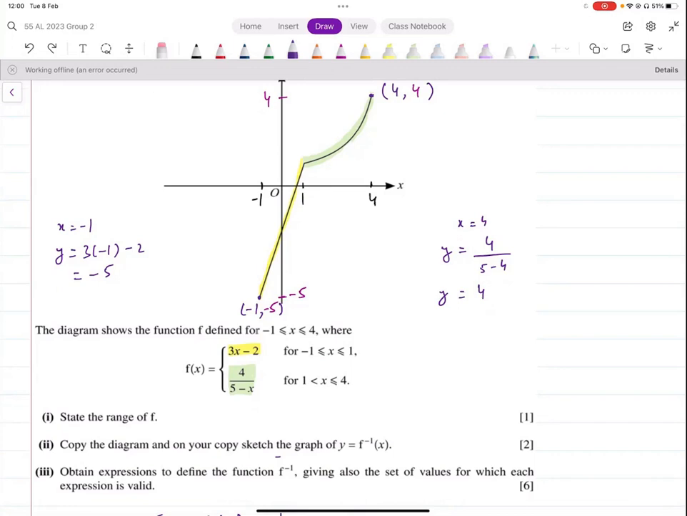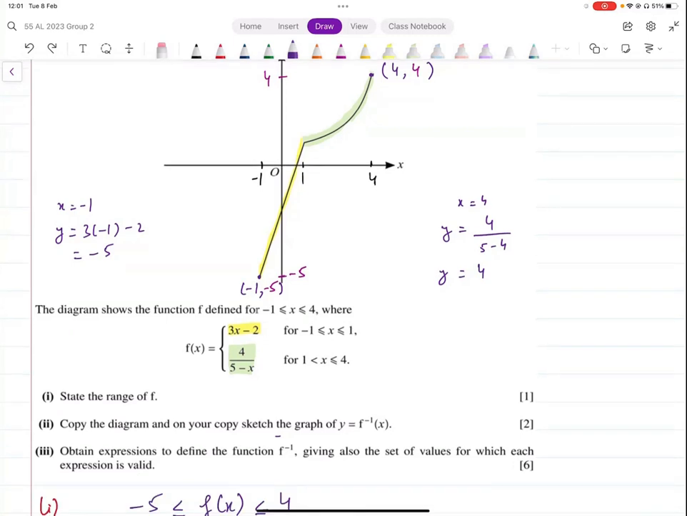(-5, -1), right? So we just flip the coordinates. So that point is going to be somewhere here, -2, 3, 4, 5. Let's say this is -5. And then this is 2, this is 1, this is -1. So (-5, -1). That's one point that we have on the inverse function. One point has come.